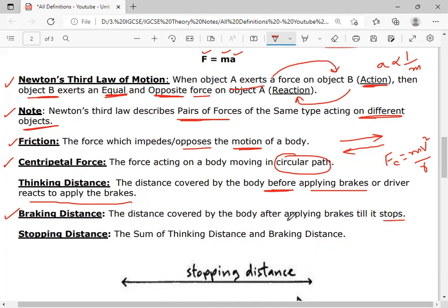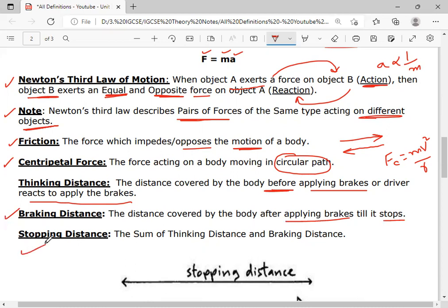As soon as we have started applying the brakes, the braking distance starts till the body stops. So thinking distance is the distance before we apply the brakes, and braking distance is the distance after applying the brakes, or while the brakes are being applied, until the body stops.